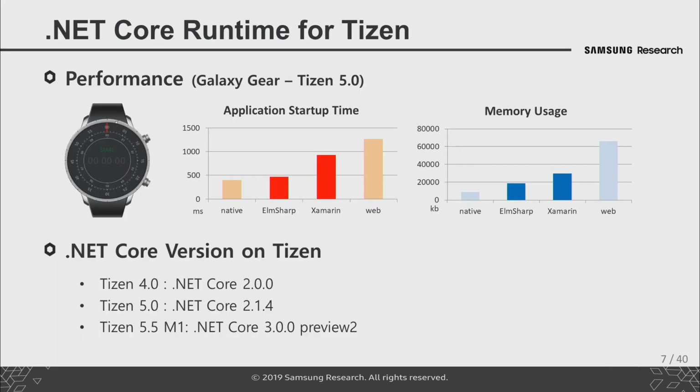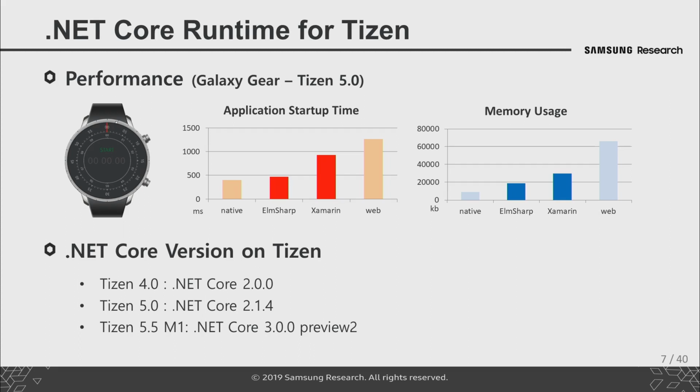And about the .NET Core runtime for Tizen, when it comes to performance, we tested it with a stopwatch application. We prepared a stopwatch application for all the different frameworks. If you see the graph there, when it comes to startup time and memory use, ElmSharp, the very thin C# wrapper for the native UI, is pretty close to native. And you can see Xamarin Forms on both startup time and memory use falls relatively between the native and the web application, because a Xamarin Forms application has some performance give and take.